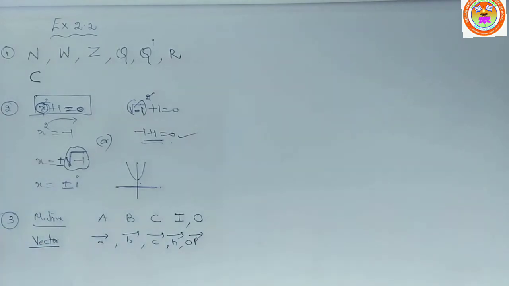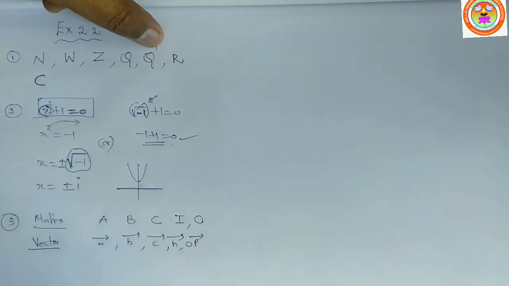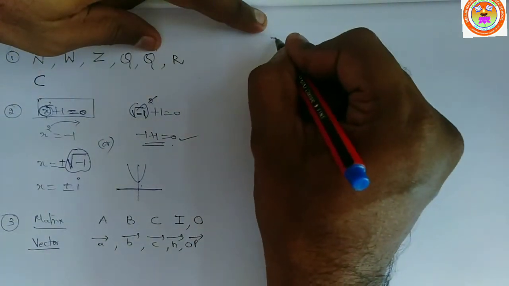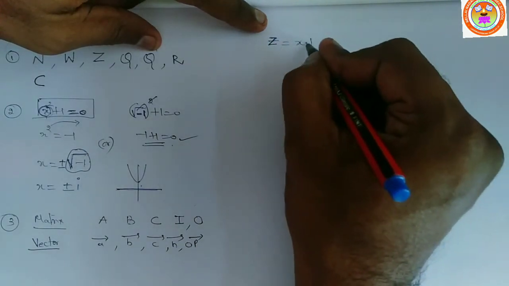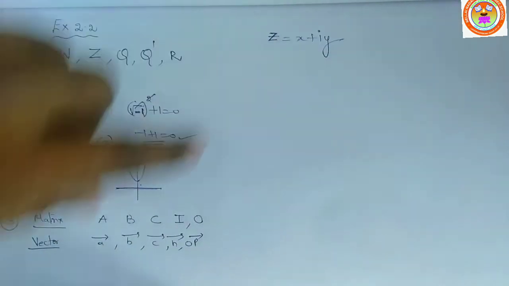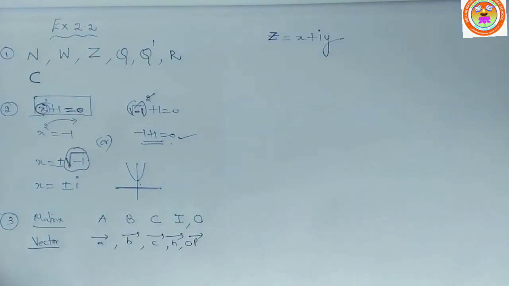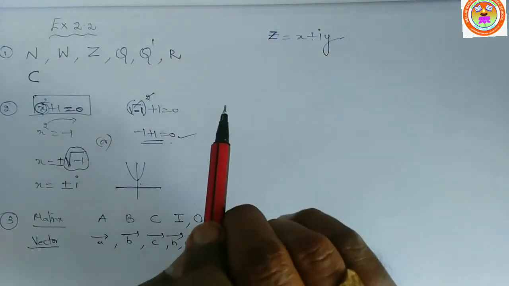If we need to represent a vector, we will represent it like this. If we represent a complex number, we are going to represent it with small z. z is equal to x plus iy. This is our representation of a complex number. We can represent a complex number with small z.